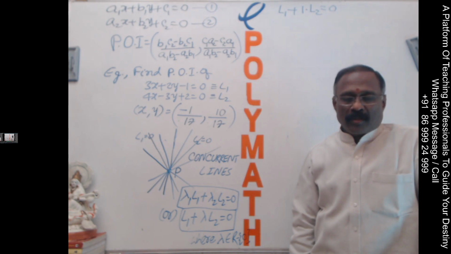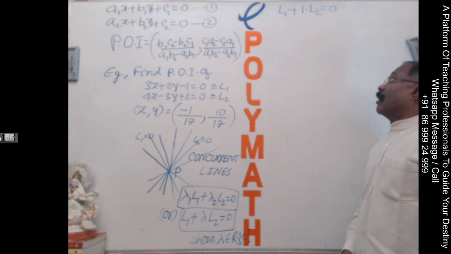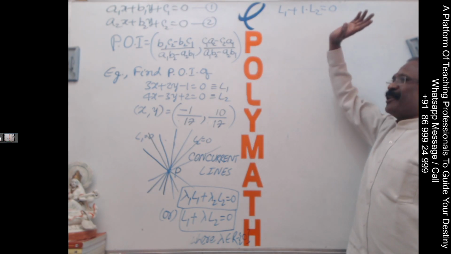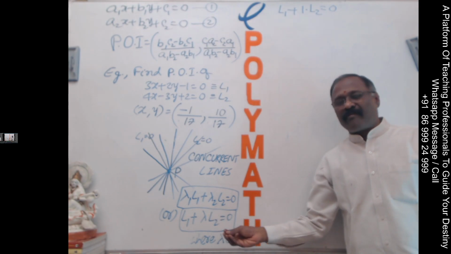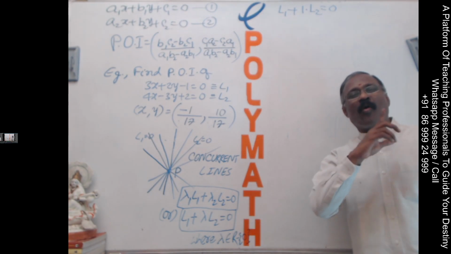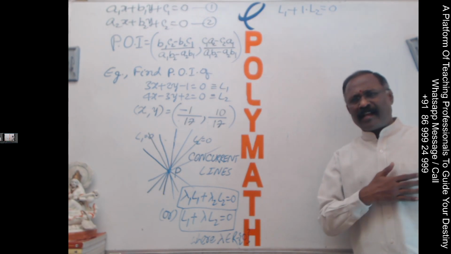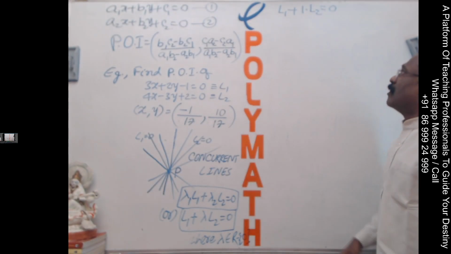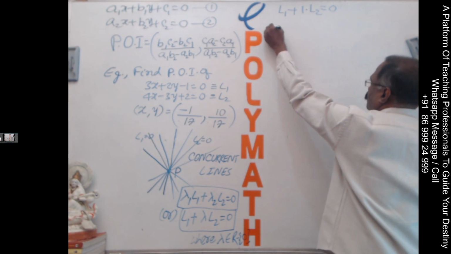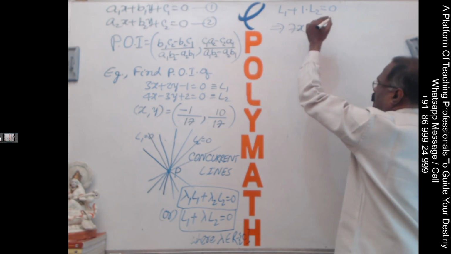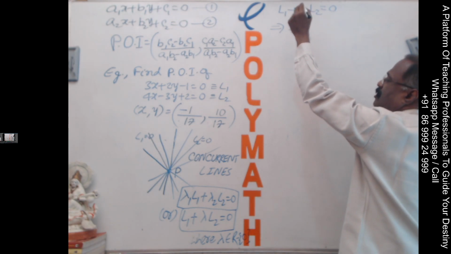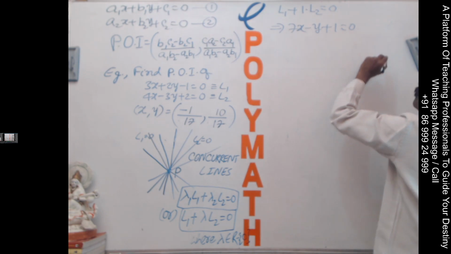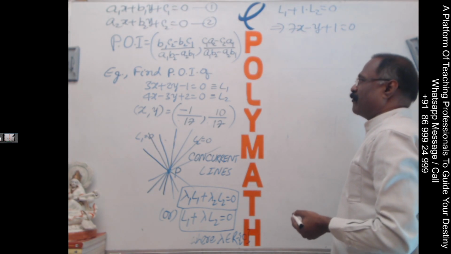Good. Now, let me write L1 plus lambda 1 into L2 equal to 0. What is that I'm doing? I gave randomly a value lambda 1. You can give any real number. Then add these two, L1 plus L2. What is it? 7x minus 5y plus 1 equal to 0, which is the third line we have got.